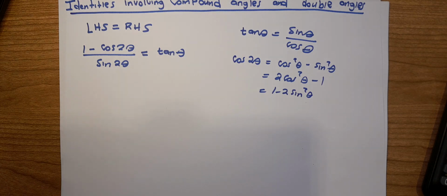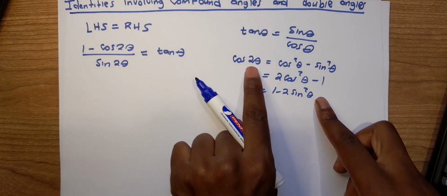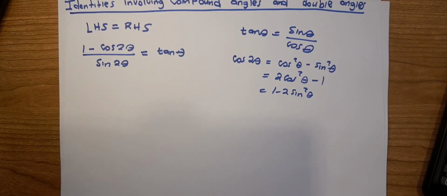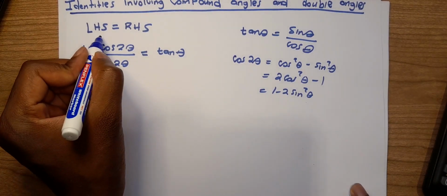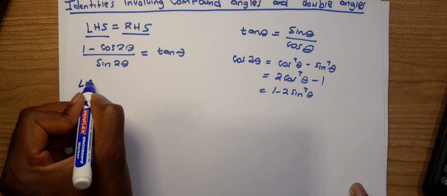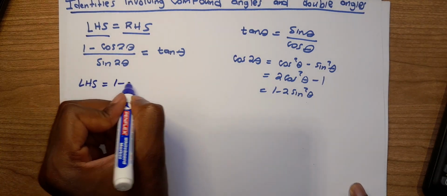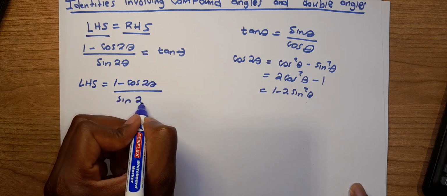So you need a strategy for which identity to turn cos 2 theta into, because you cannot just turn it into any identity you want. I'm required to prove that the left hand side equals the right hand side. So if I take the left hand side, I find it equals 1 minus the cos of 2 theta divided by the sine of 2 theta.